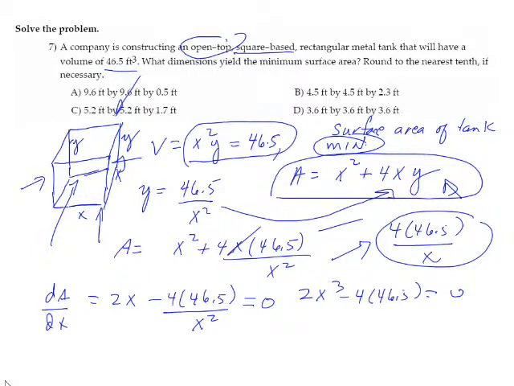or X cubed is equal to 2 times 46.5, and X is equal to the cube root of 2 times 46.5, which is equal to 4.53.